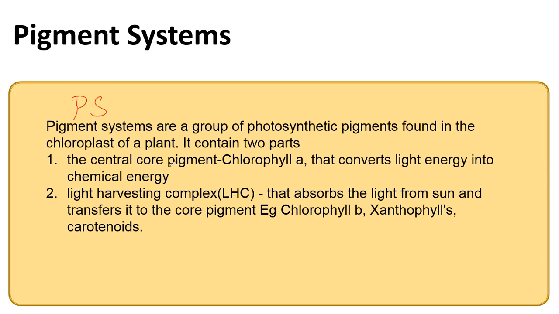It consists of two major sets of pigments. One is the central core pigment, which is chlorophyll A itself, the one which converts light energy into chemical energy. All the other accessory pigments surrounding it form the second one, the light harvesting complex, in short LHC. The LHC's responsibility is to absorb sunlight and transfer it to the core pigment, chlorophyll A. Examples of pigments under LHC are chlorophyll B, xanthophylls, and carotenoids. These two together, core pigment plus LHC, form the pigment system.